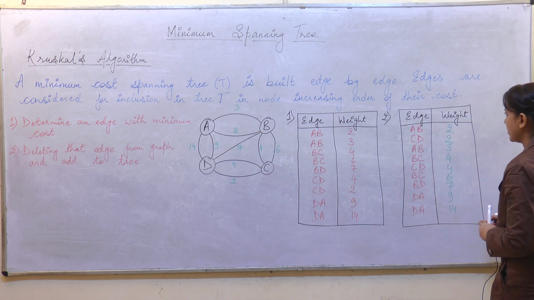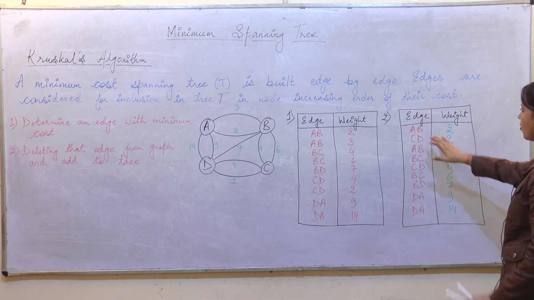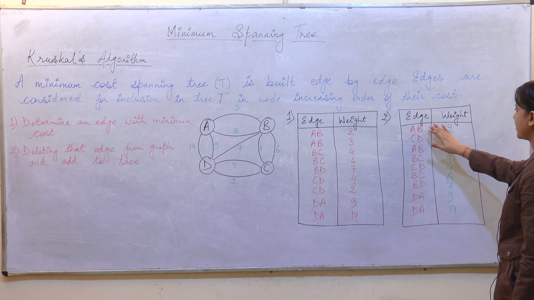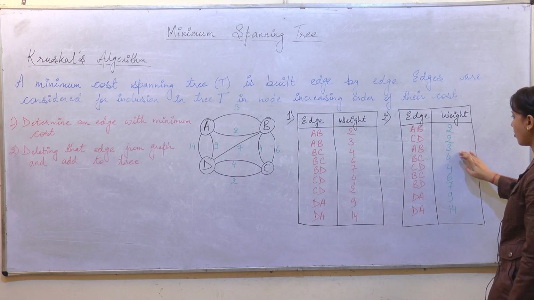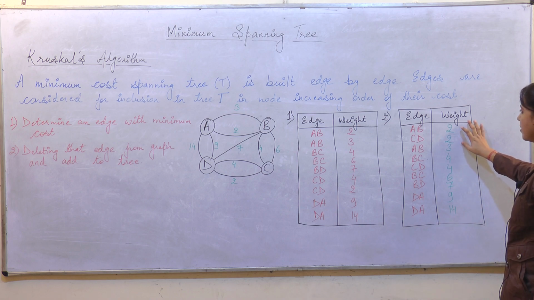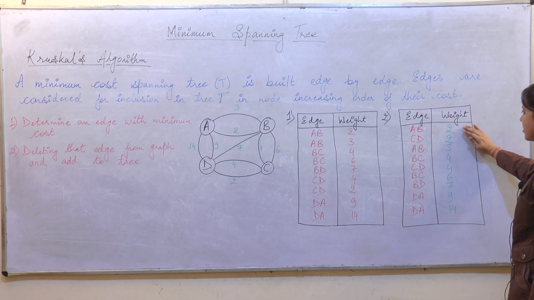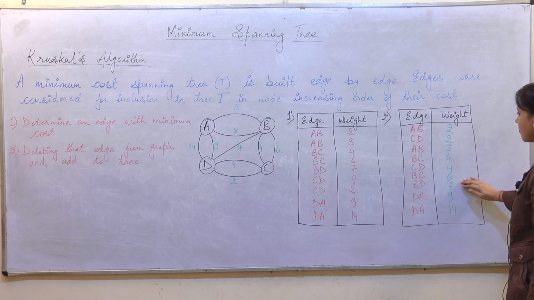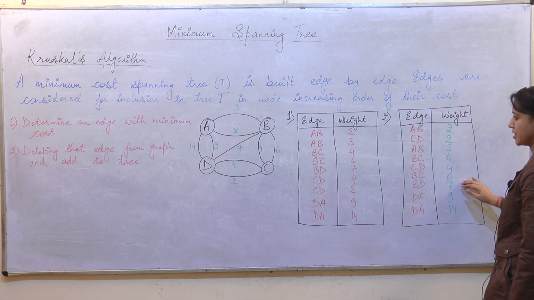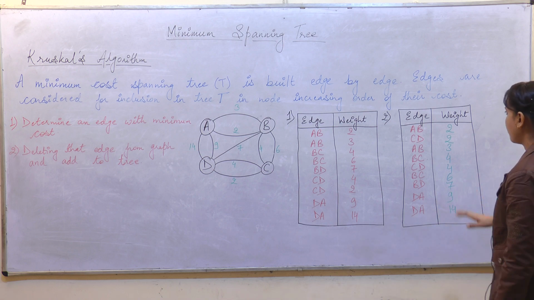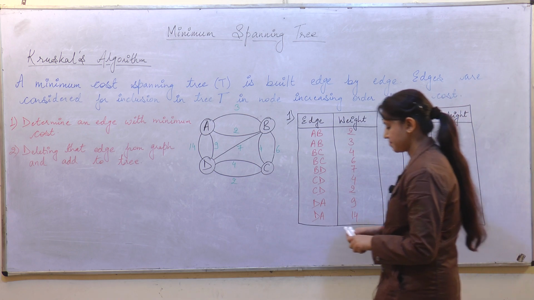So this second table contains all the edges and their weight in increasing order. That means the minimum weight comes first, then the weights following it are always increasing. So now we have created the table that contains the weight in increasing order.